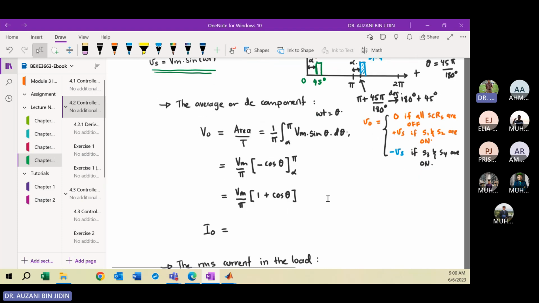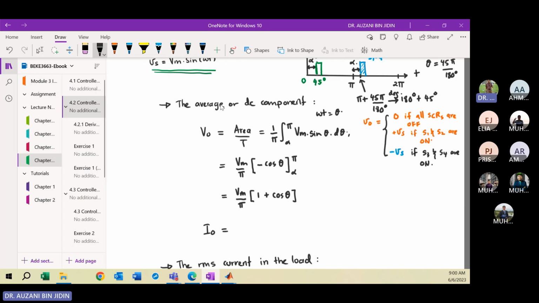Then this is the output voltage, where you can adjust the output voltage by selecting the right value of alpha. So you can control your output voltage by adjusting the alpha, sorry, theta.